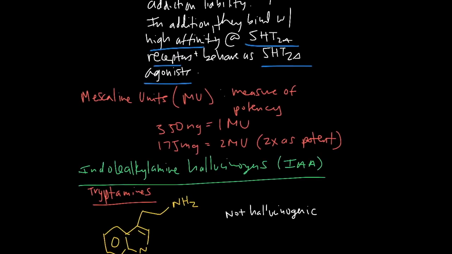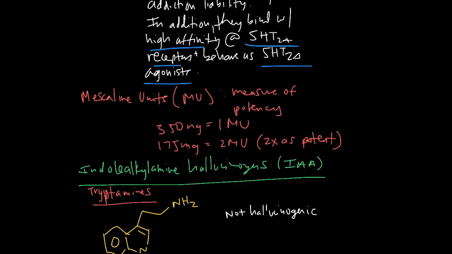You can measure their potency by mescaline units, or MUs. Approximately 350 milligrams of a substance producing a single effect is one mescaline unit, whereas two mescaline units, or twice as potent, is produced by 175 milligrams of that same compound. This makes sense because twice the potency is necessitated by less of a drug. So 350 milligrams divided by 2 gives you 175 milligrams, which is twice as potent for one effect, or two times the mescaline units of a drug with one mescaline unit.